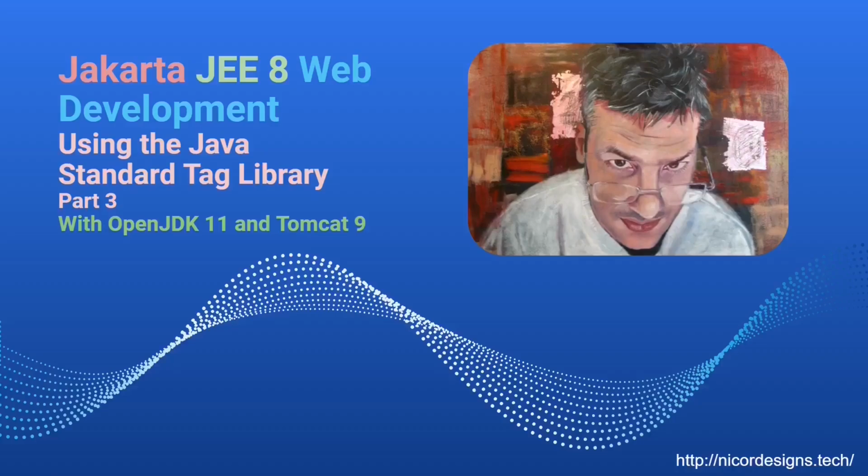This is part 3 of the Jakarta Standard Tag Library tutorial, where we will look at what else we can do with JSTL 1.2 tags, since this is the version that matches Jakarta Java Enterprise Edition 8, and we can run it on Tomcat 9 with OpenJDK 11. And this is the technology we use in our example code.